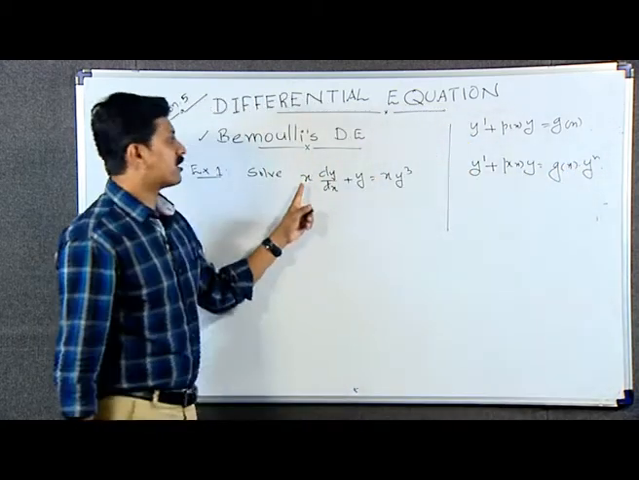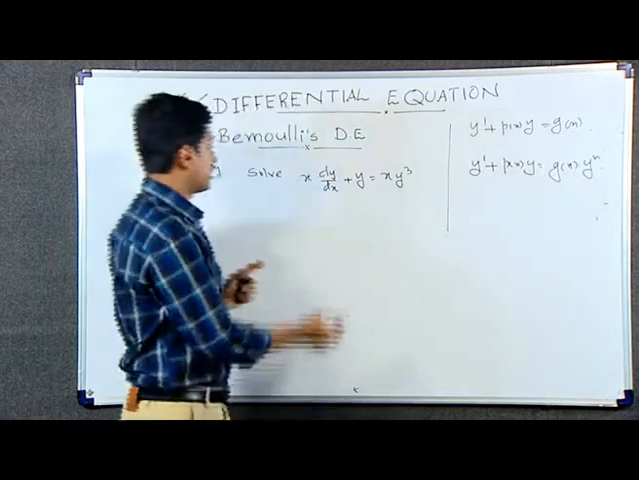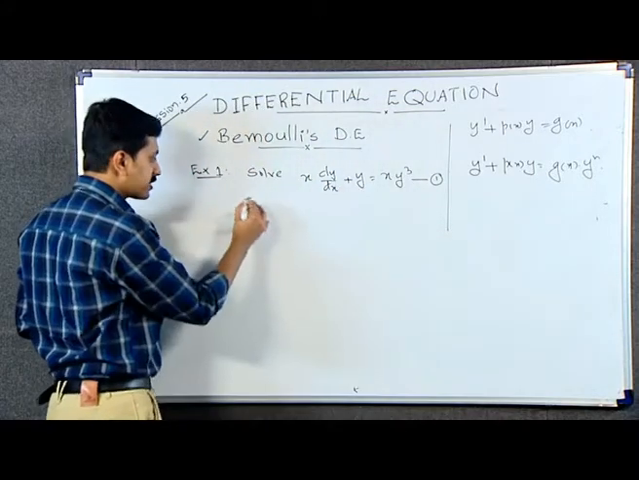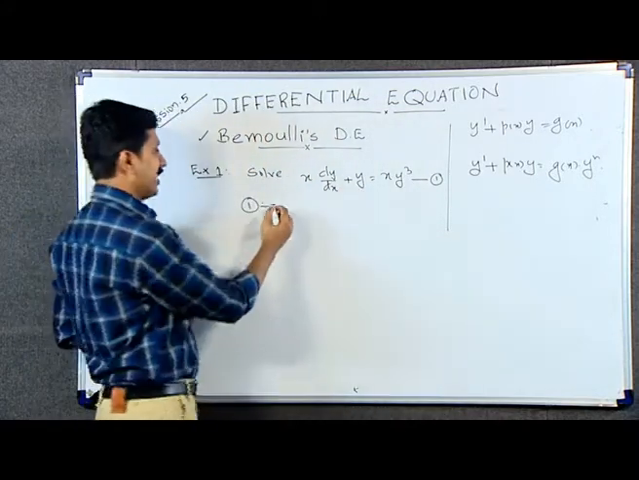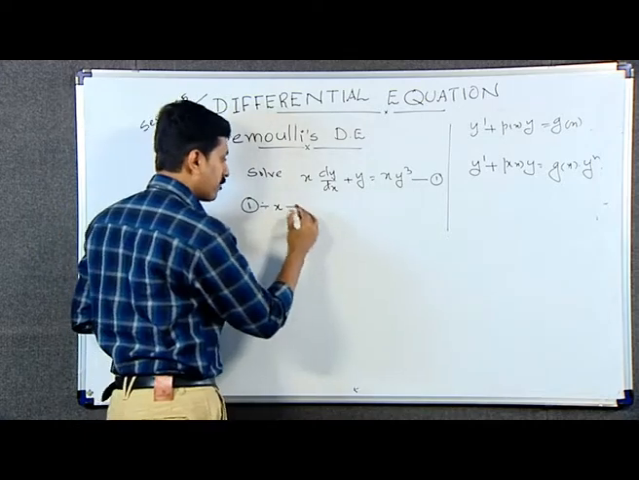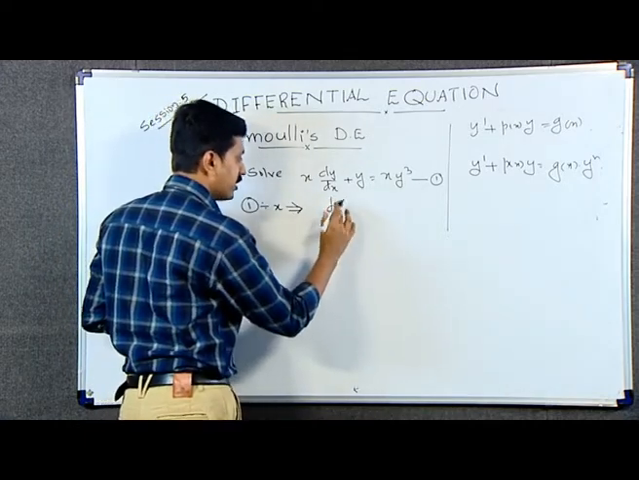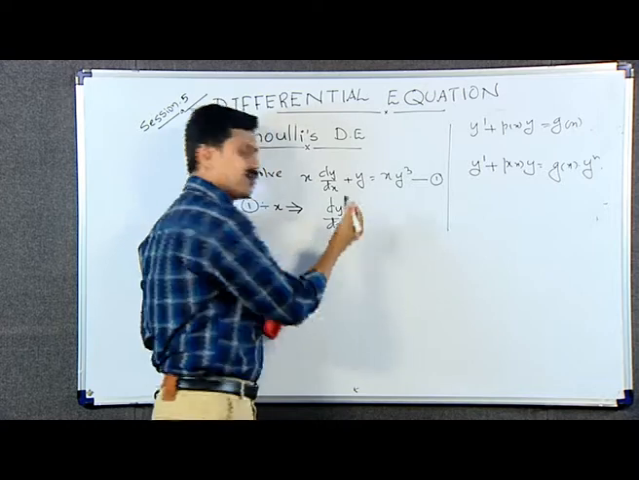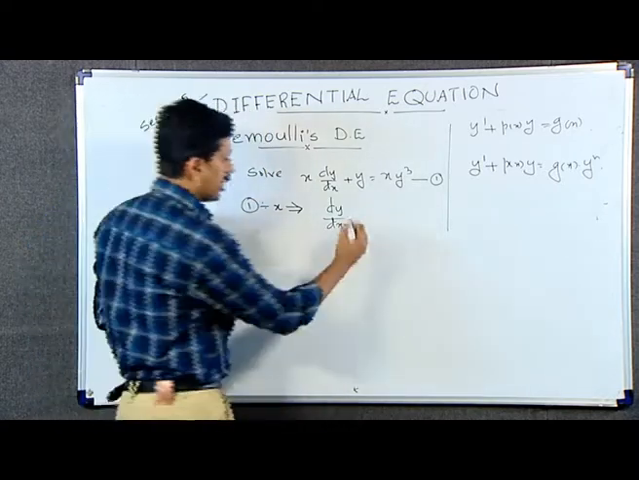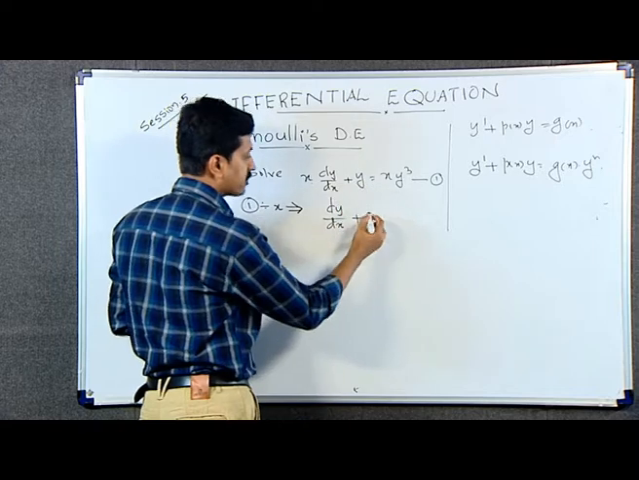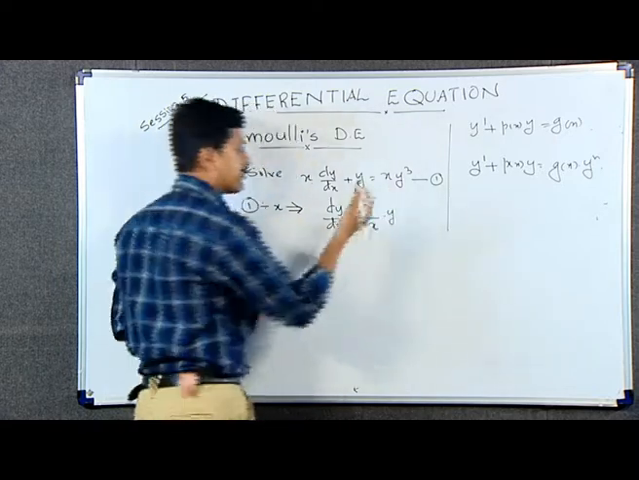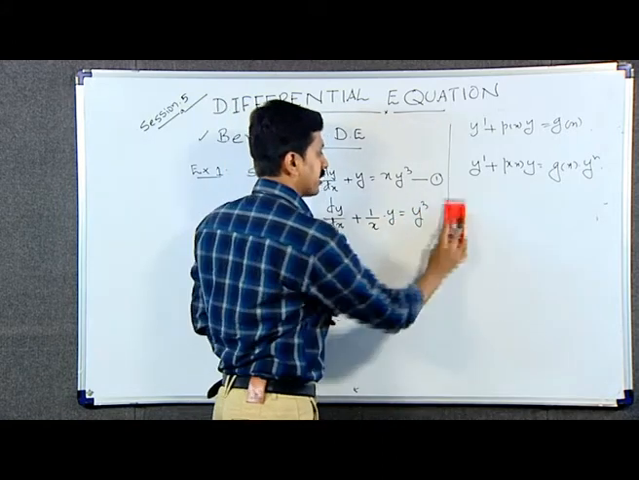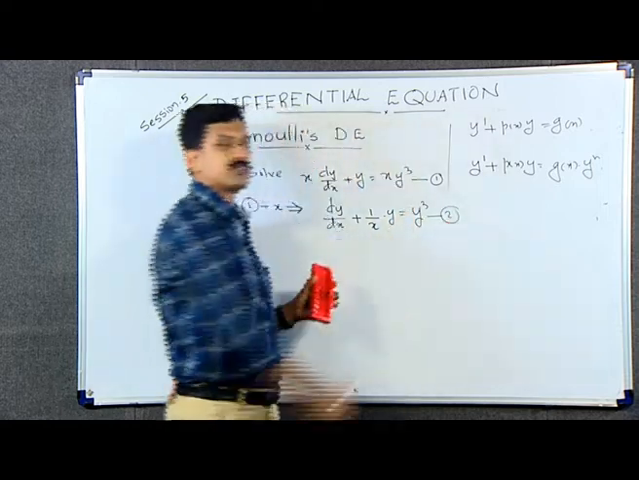This is not in the general form, the excess term is x. I am taking this as equation number 1. I divide equation 1 by x throughout. This equation changes to dy by dx plus 1 by x into y is equal to, x by x will be gone, now y cube only remains. I am putting this as equation number 2.